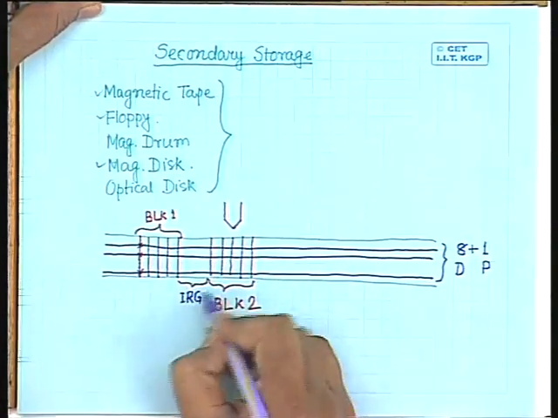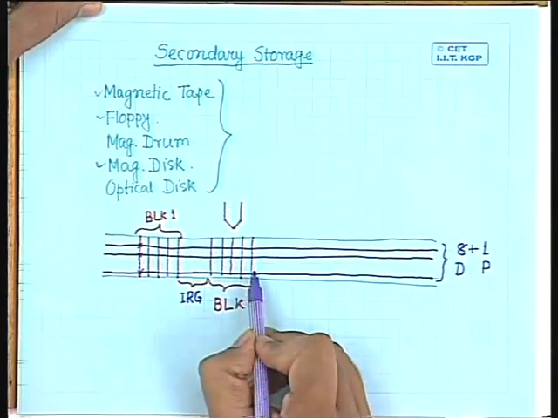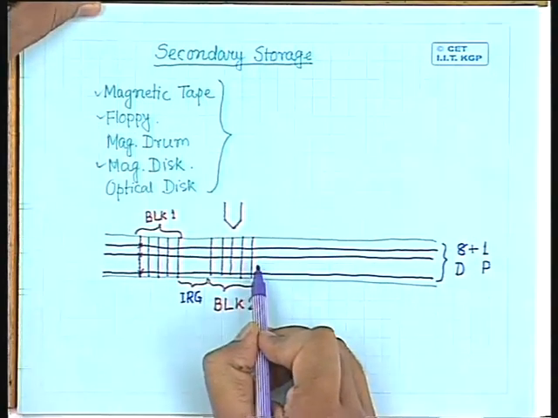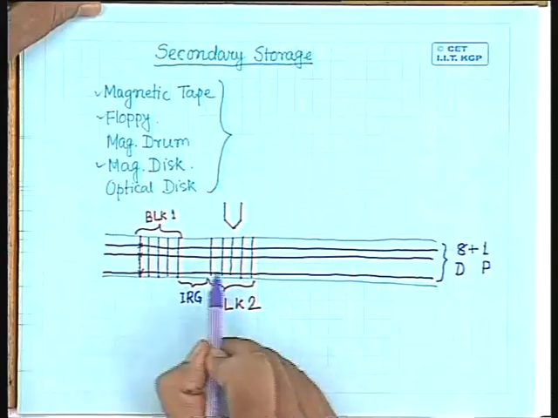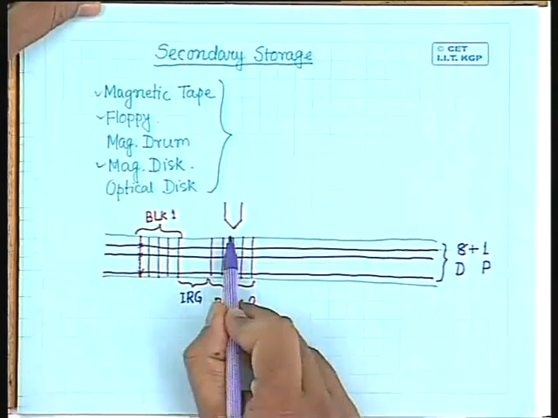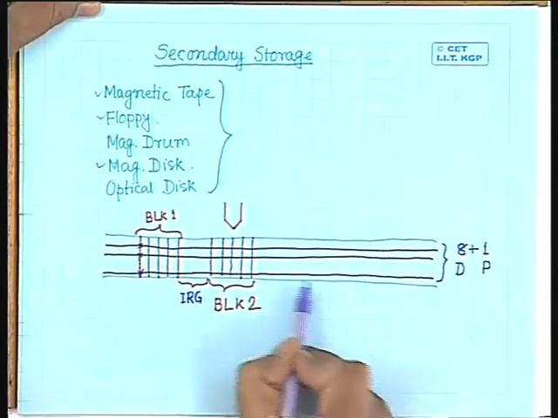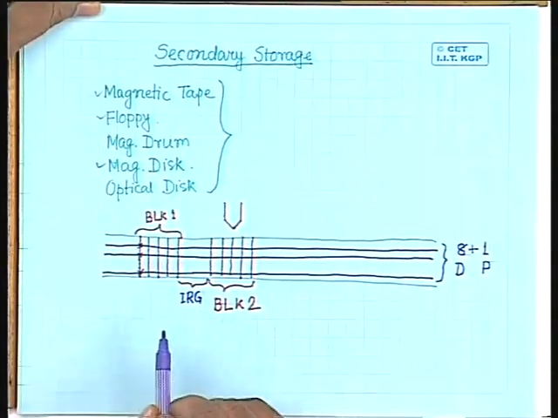The purpose of maintaining this IRG is like this: data can be written onto this magnetic tape, or data can be accessed from the magnetic tape, only when the magnetic tape moves at a constant velocity under this read-write head. Okay. And this being an electromechanical device, it will have certain inertia.